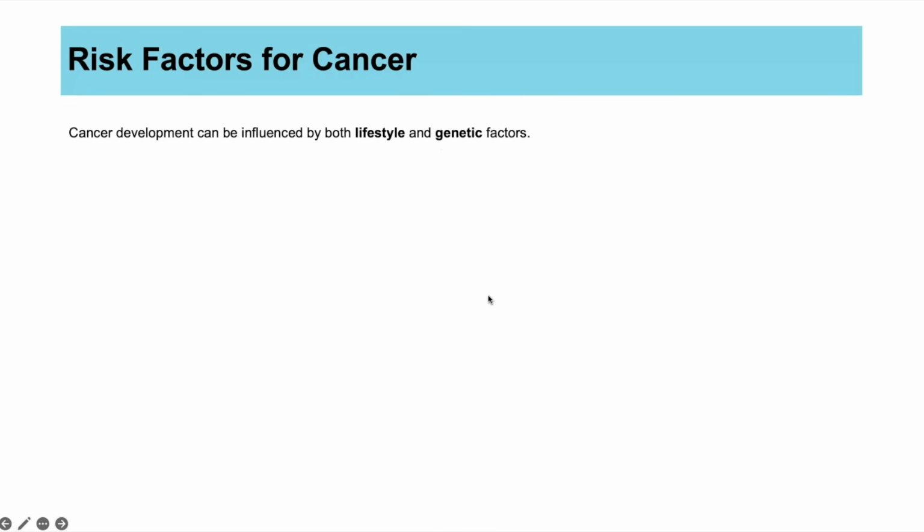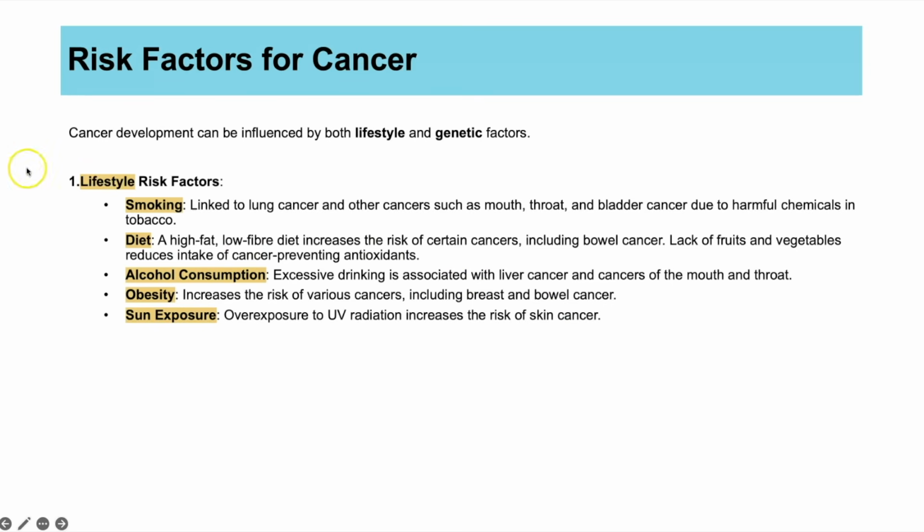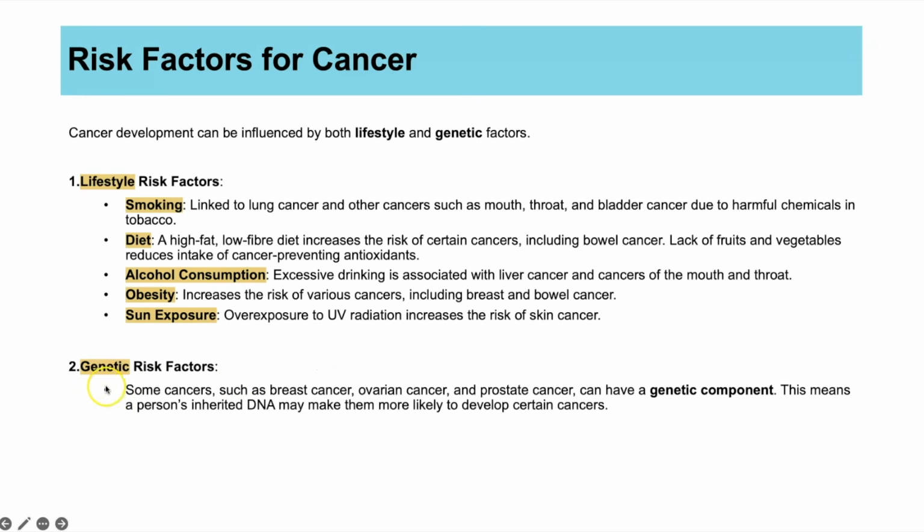So risk factors for cancer, some of these we've actually talked about already because it links to both lifestyle, but also there are some genetic factors. But here's just a short list. So smoking, diet, alcohol consumption, obesity, sun exposure. These all increase the risk of different types of cancers, which if you want, you can pause and have a read through. Then we've got the genetic risk factors. So some cancers, such as breast cancer, ovarian cancer, prostate cancer, there is a genetic link where you might have inherited some DNA, which means you're more likely to get a cancer than another person who doesn't have that particular gene or that section of DNA.